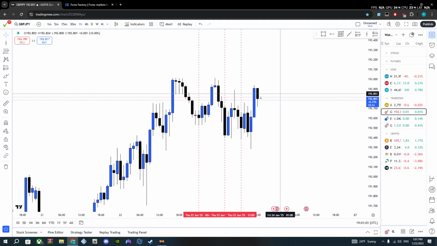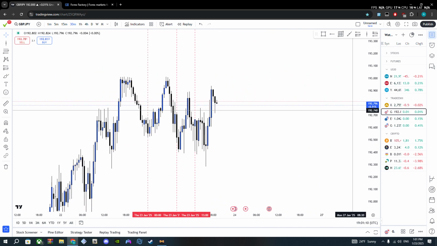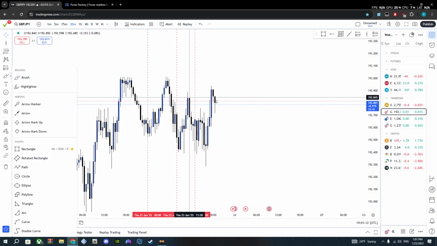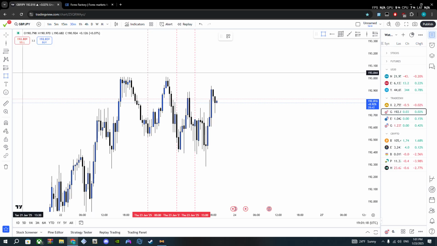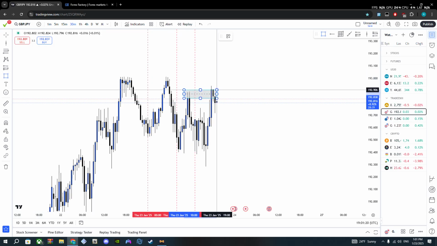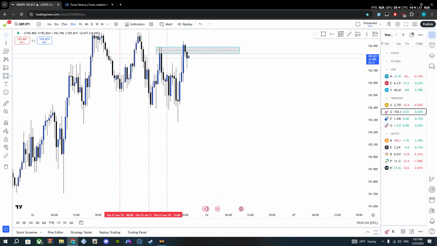But yeah, like I said, scale into the 30-minute, and we mark out our previous session highs and lows. So what do we see? If this is New York session, then that means this is London session. This is a previous session, and this is London session's high. Boom, right there. That's London session's high.